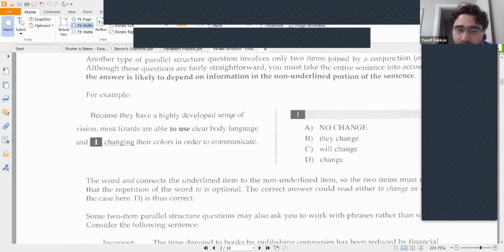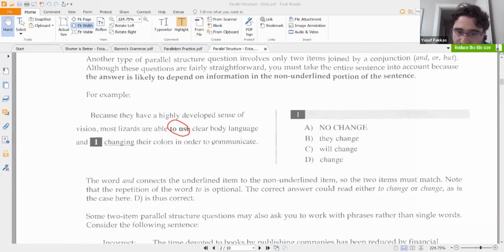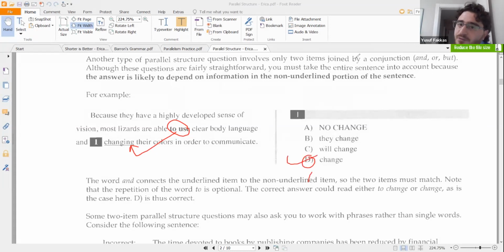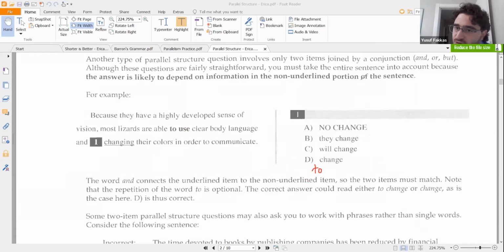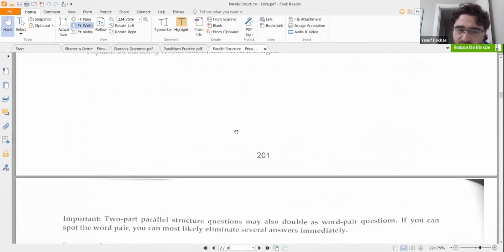Now, let's look here. Because they have a highly developed sense of vision, most lizards are able to use clear body language and changing their colors. As you can see here, we have an infinitive, here we have a gerund. That doesn't work. What should we choose? D. As we said, here we have two infinitive verbs, and we don't have to repeat "to". To use and change. If you say "to use and to change," of course that's correct, but it's also easier to say "to use and change." All right, so there's nothing new here, they are just showing us examples.